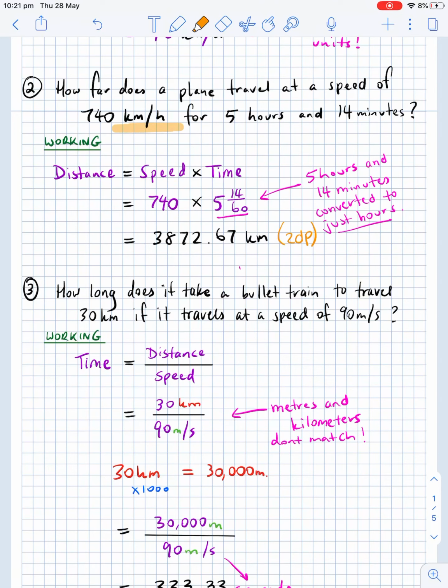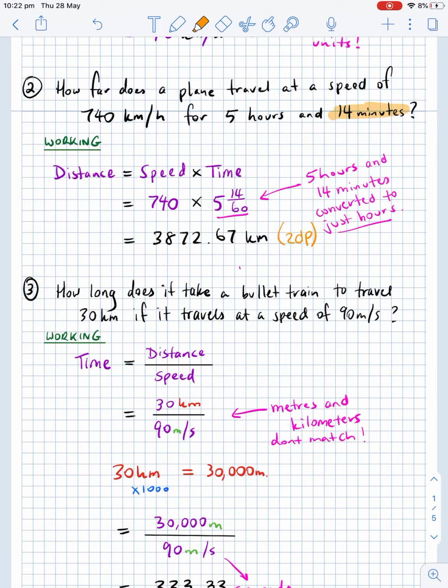We need our speed units, kilometers per hour, to match our time units. So we look at this, we've got hours. Is our time in hours? And the answer is technically no. We do have hours here, but it's in hours and minutes. The minutes is a huge problem. So we need to somehow change 5 hours and 14 minutes into just hours. We get our 5 whole hours there, and the 14 minutes looks like 14 out of 60. So we get this mixed fraction happening.